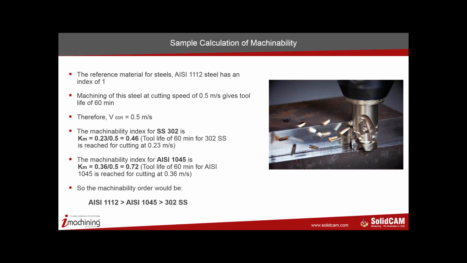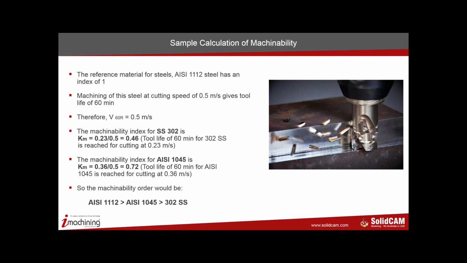If we take the same example for AISI 1045 steel, the tool life of 60 minutes is achieved by cutting the steel at 0.36 meters per second. So the formula again is 0.36 divided by 0.5, which is 0.72, which means AISI 1045 has a lower machinability than AISI 1112. So if you arrange them in logical order, AISI 1112 is the best machinability, followed by 1045, and amongst these three materials, SS302 has the extremely lower machinability.